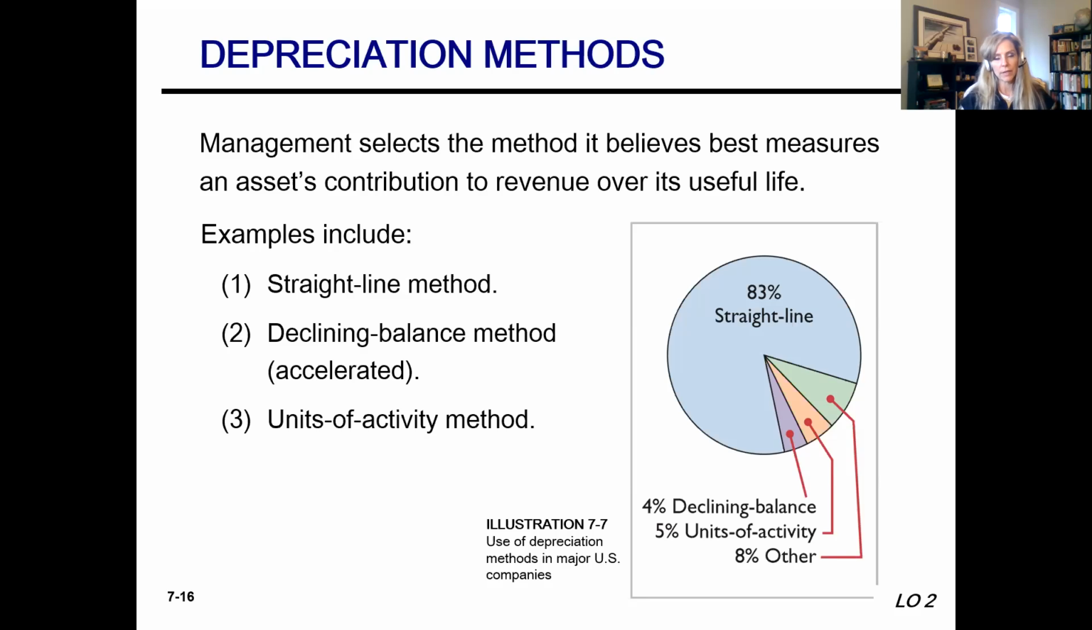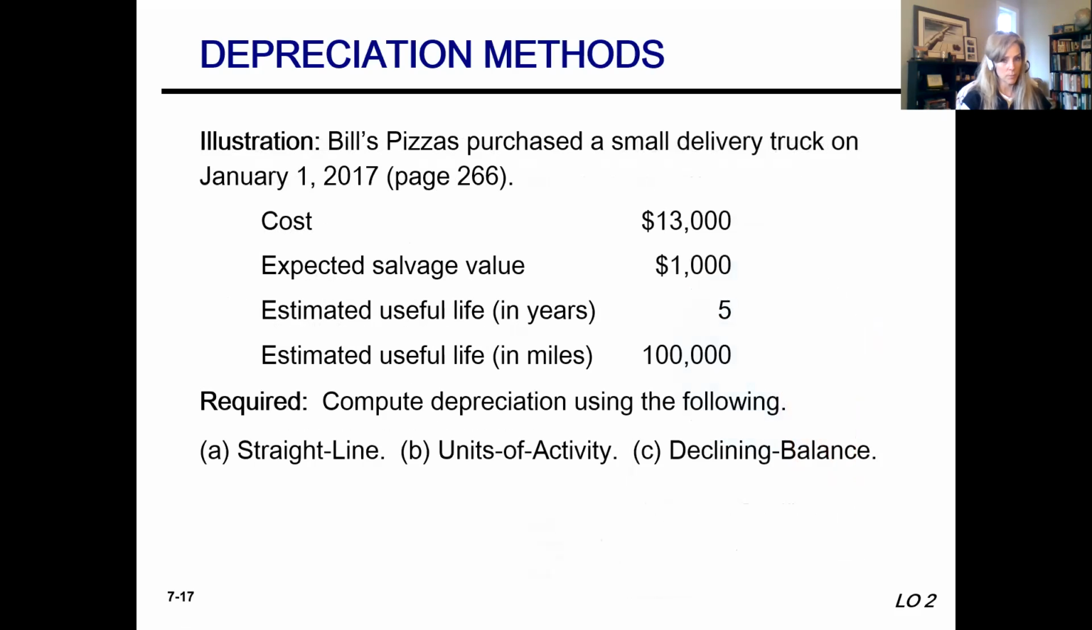And then the last one is units of activity. So this is a unit of measure. So it's liters, kilometers, hours, very common for machinery. So it's based on number of hours used, annual versus the total hours for the life of the asset. So again, it depends. Management comes up with this decision. It's not carved in stone. The financial accounting standards do not tell us which one to use. They just say, here are 3. You decide which one you would like to use. And it does impact your statements quite a bit differently.